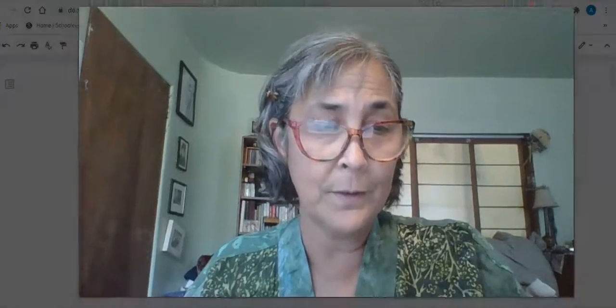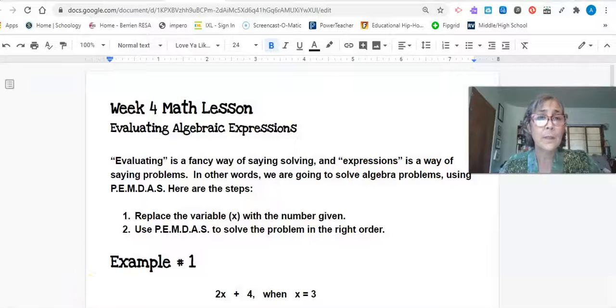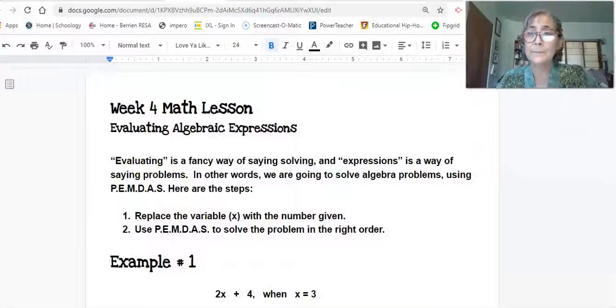All right, today we're going to work on evaluating algebraic expressions. What is that? Evaluating is a fancy way of saying solving, and expressions is a way of saying problems. So in other words, we're going to solve algebra problems, and we're going to use PEMDAS. And the problems are really short, so don't worry.